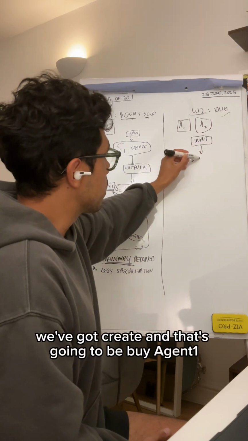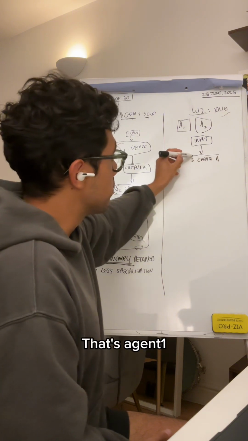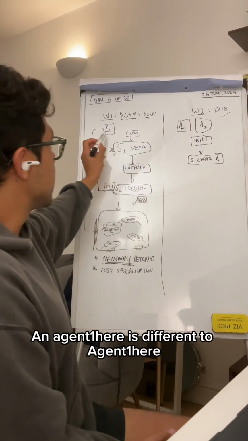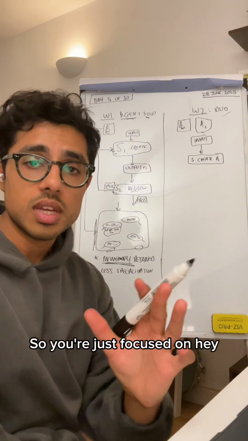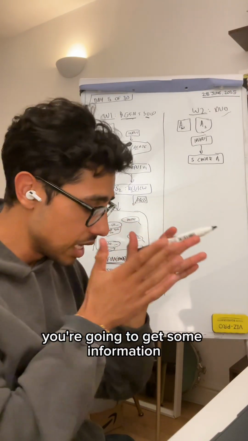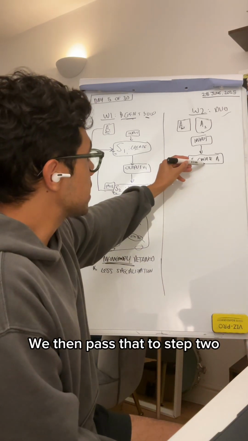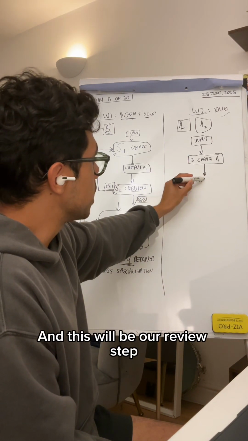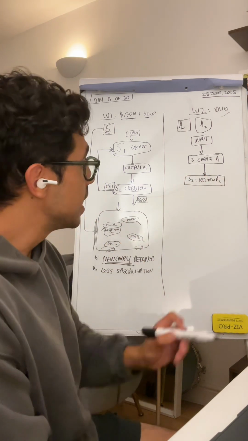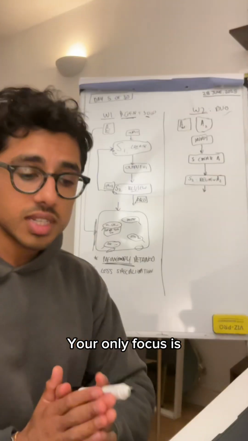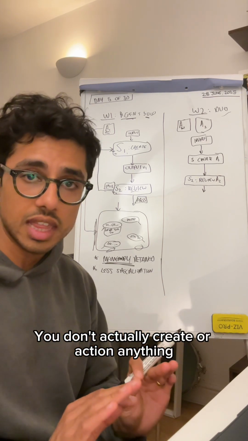In step one, we've got create, and that's going to be by agent one. And agent one here is different to agent one here in that it is specialized on just that creation step. So you're just focused on, hey, you're going to get some information and you're going to create something. We then pass that to step two, and this will be our review step. And the difference here again is that we're going to agent two this time. And with agent two, your only focus is review and provide feedback. You don't actually create or action anything.